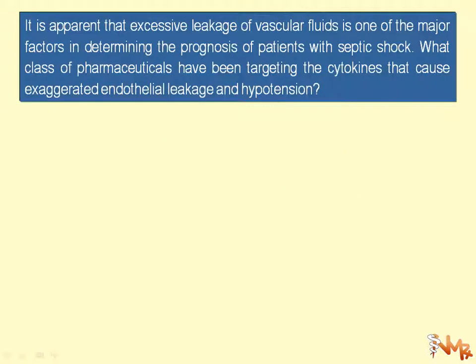It is apparent that excessive leakage of vascular fluids is one of the major factors in determining the prognosis of patients with septic shock. What class of pharmaceuticals have been targeting cytokines that cause exaggerated endothelial leakage and hypotension? As you can tell, this class of pharmaceutical may have a promising role in managing the deadly consequences of sepsis syndrome. Well, these are anti-tumor necrosis factor alpha monoclonal antibodies.